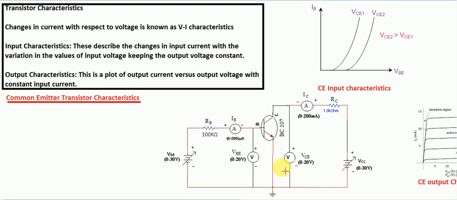Input characteristics is nothing but the variation of input current with respect to the input voltage while maintaining the output voltage constant. Once again, input characteristics is the change in input current with the variation of the values of input voltage while keeping the output voltage constant. And similarly, there is another one known as output characteristics. It is the variation of output current with output voltage while maintaining the input current constant.